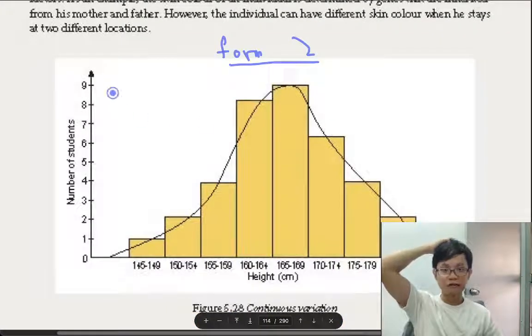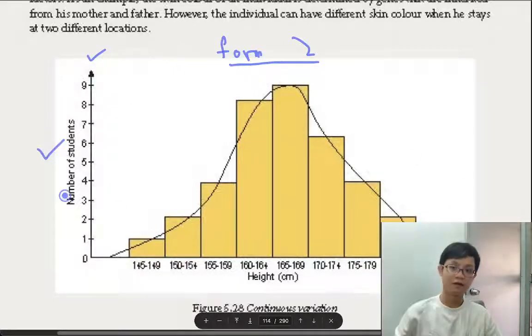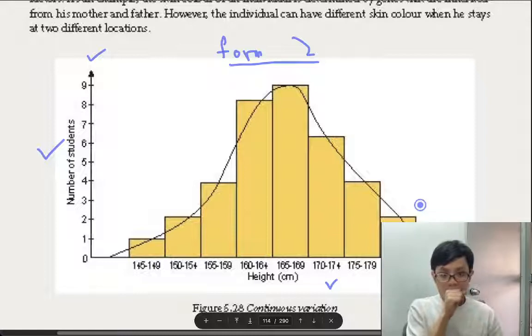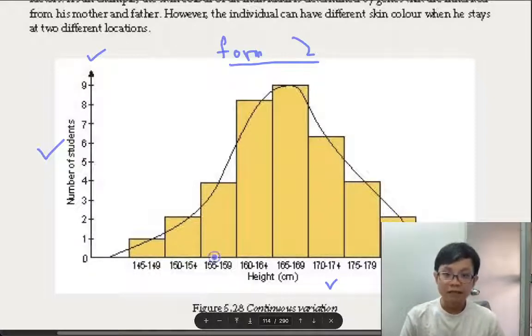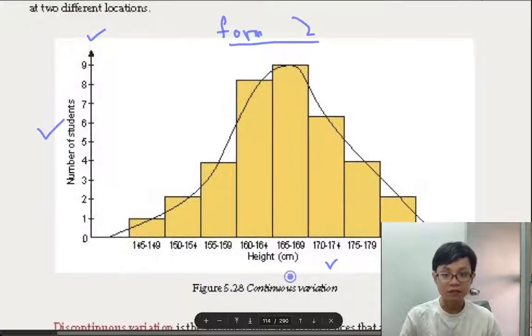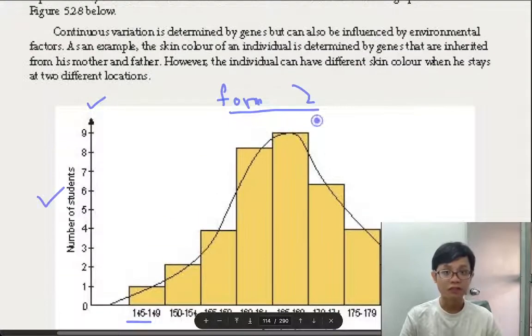So you have a graph, usually you have the x and y axis labelled, marking scheme, 1 mark. Then you have the graph, and we can see that there is a continuous pattern, because we know that 160, 166 is usually the highest, and 145 and 180 usually are the lowest. So this is for Form 2 in KL, for example.